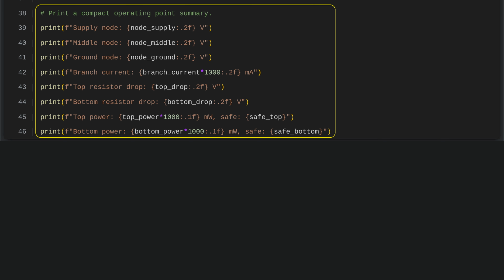The output summarizes a series resistor circuit by reporting the supply, middle, and ground node voltages, then the branch current through both resistors. It also shows the voltage drop across each resistor and the power each one dissipates. Power is converted to milliwatts and checked against a preset safe rating, giving a quick overview of the circuit's operating conditions.